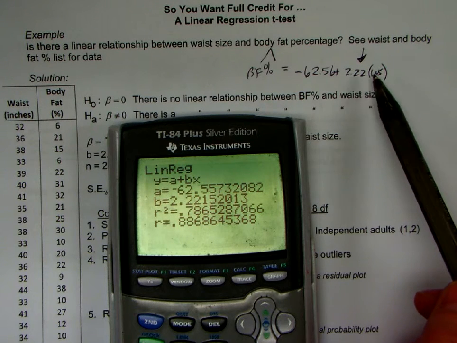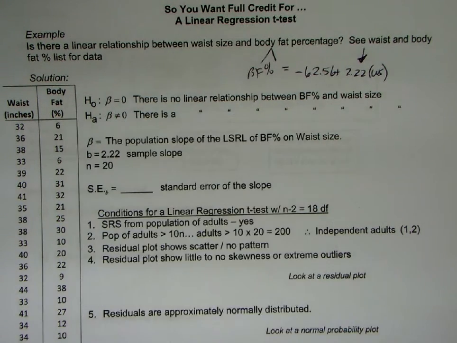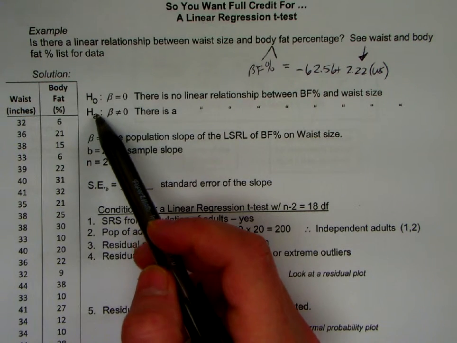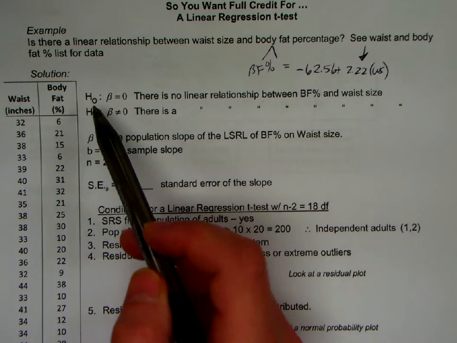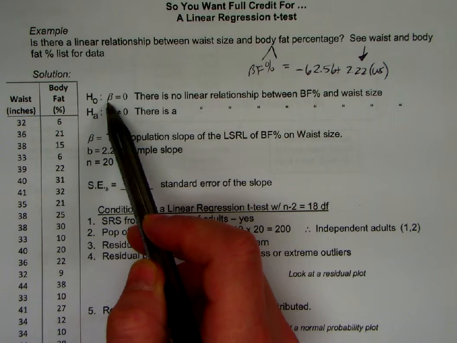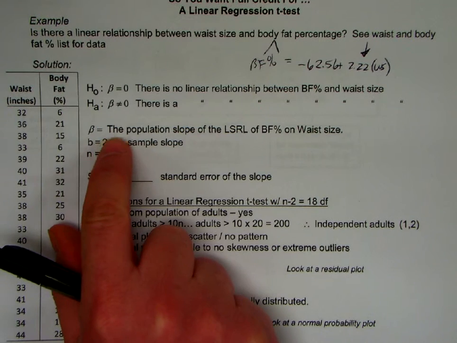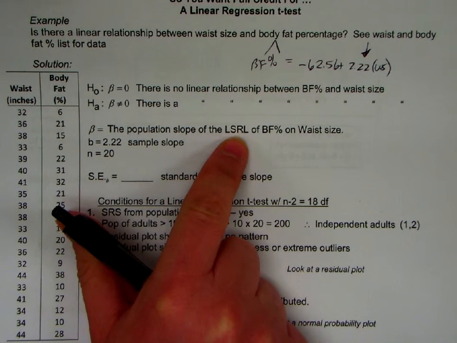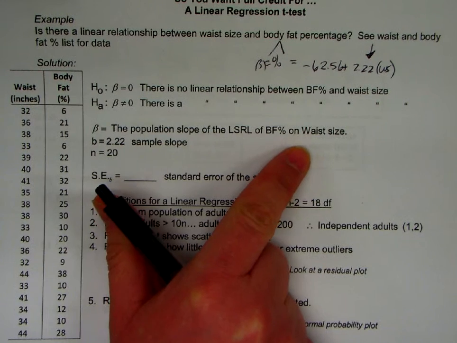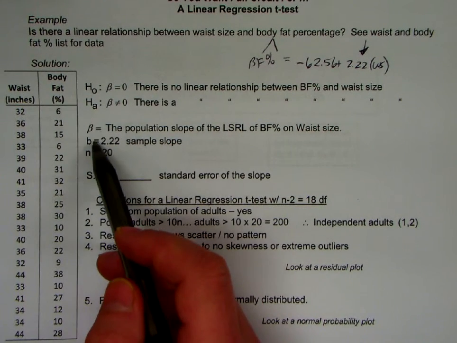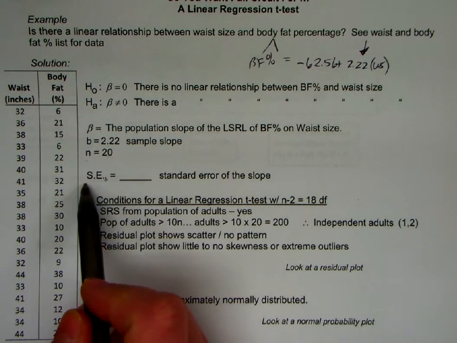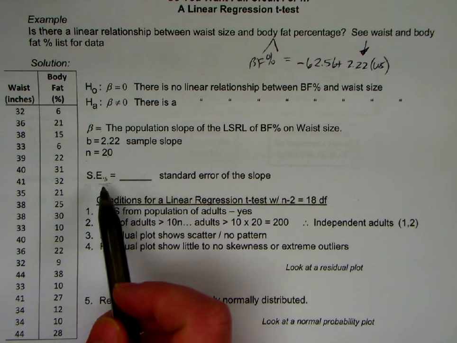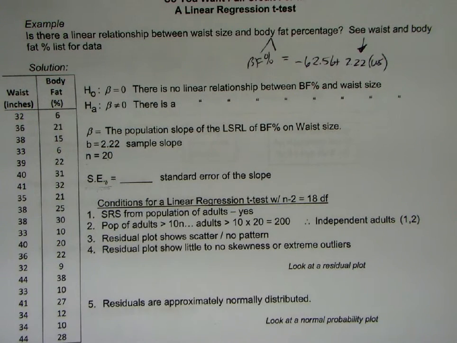When you start this test up, your H0 and Ha are slightly different. We are going to assume that there's no linear relationship, so we're going to assume that the population slope is 0. That's what beta is. Notice I define it down here: the population slope of the least squares regression line of body fat percent on waist size. The sample slope is a slightly different variable. The sample slope is 2.22 and n is equal to 20. There's this other variable we're going to need, but hold off because we don't have a way of getting it just now. We have to actually use our calculator to help us with that.